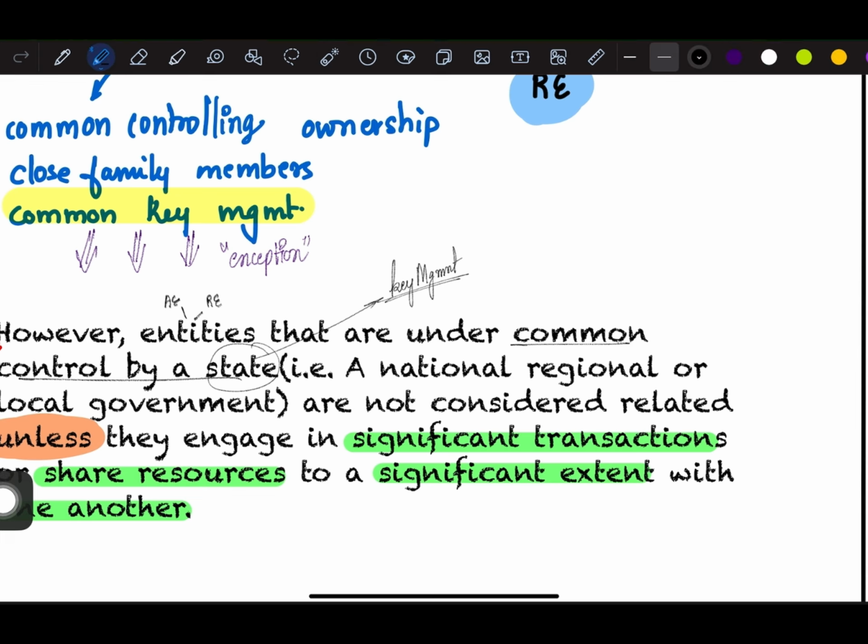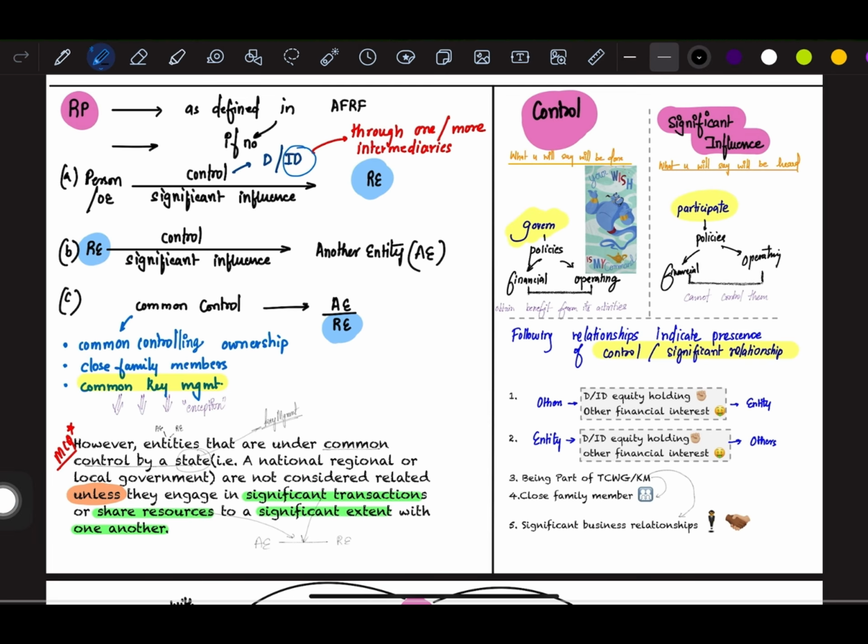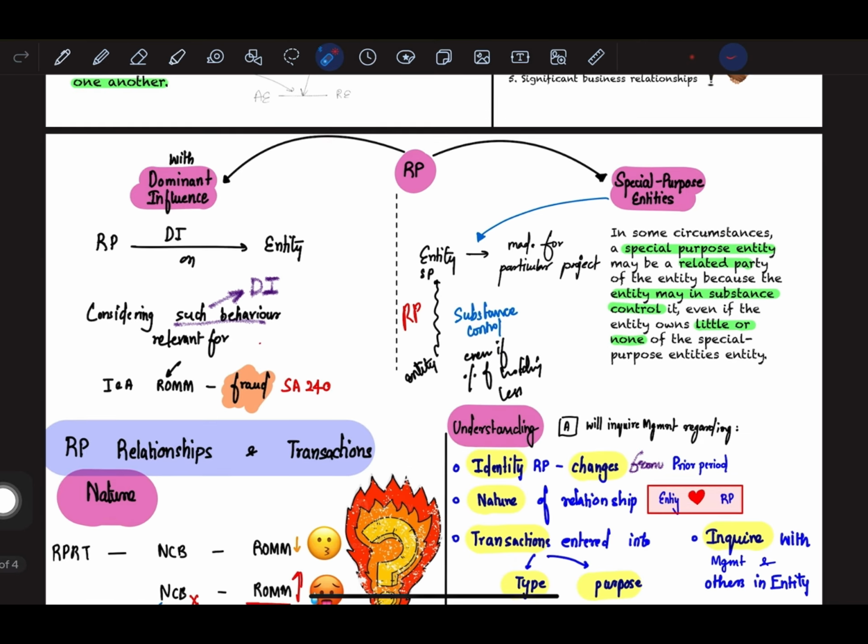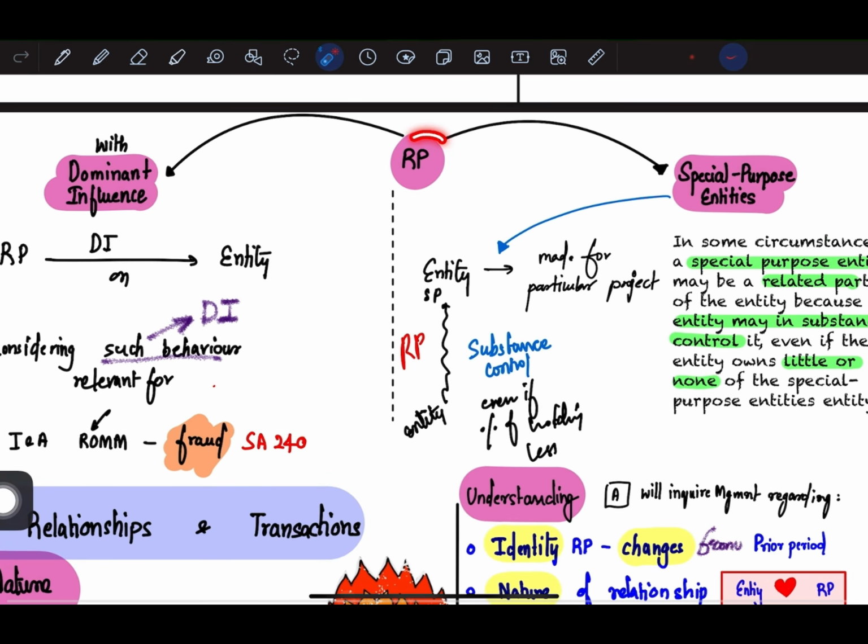So they shall not be considered related unless and until the other entity and the reporting entity engage in significant transactions or they share resources to a significant extent with one another. So this was about the definition of related party as defined in the applicable financial reporting framework. If the applicable financial reporting framework does not define it, then these three definitions apply. Okay.